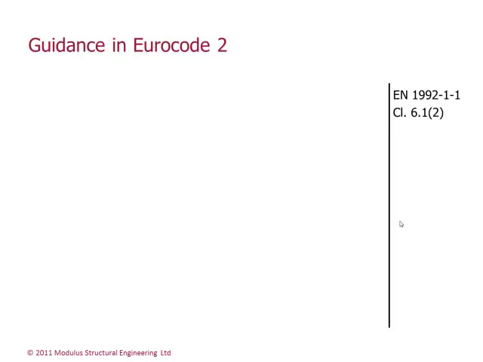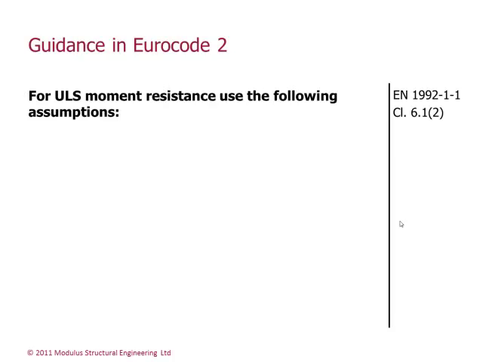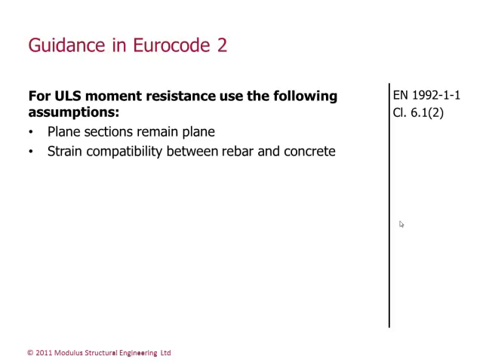Now in the code it says the ultimate limit state moment resistance can be carried out making the following assumptions. So you can assume that plane sections remain plane, and that's a fairly standard approach. You may also assume strain compatibility between the reinforcement and the concrete. Again, that's a fairly standard approach. We can ignore the concrete tensile strength, and again that's fairly standard. And then we're told that we should use the stress-strain limits given in section 3 of the code.